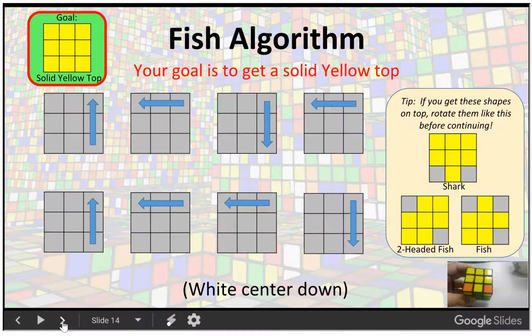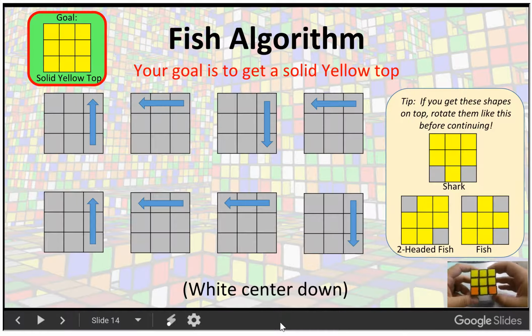Next, my goal is to get a solid yellow top. This is the fish algorithm, and so I want that solid yellow top. But I could have a fish. And so a fish would look like if that was a different color. And so you see how it kind of looks like a fish when I turn it this way. I have a shark. So a shark is a fish, but then now has this extra fin at the top. So that's the shark. Or it could have a two-headed fish.